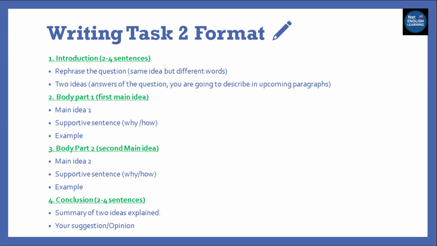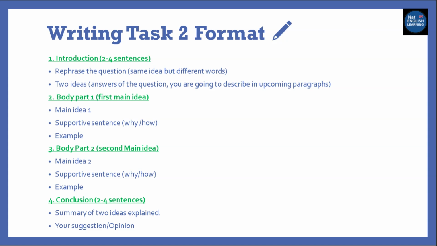Now let's understand the standard Writing Task 2 format. This structure works for almost every IELTS essay type. First comes the introduction. Your introduction should be 2 to 4 sentences only. Start by rephrasing the question. That means you write the same idea, but using different words. This shows your vocabulary range and helps improve your band score. After that, mention 2 clear ideas. These are the answers to the question and the points you will explain in the body paragraphs.